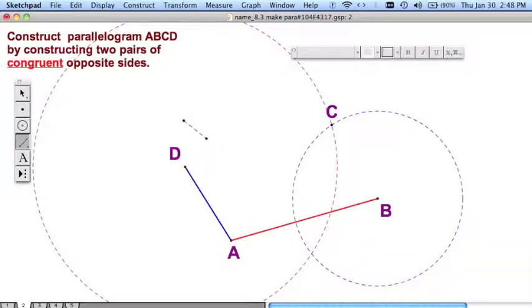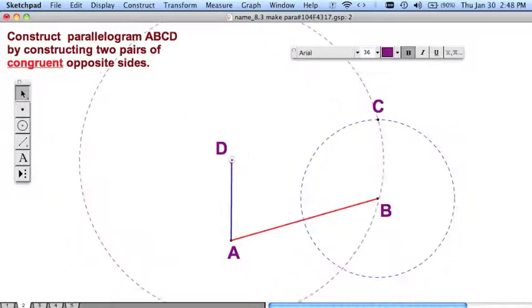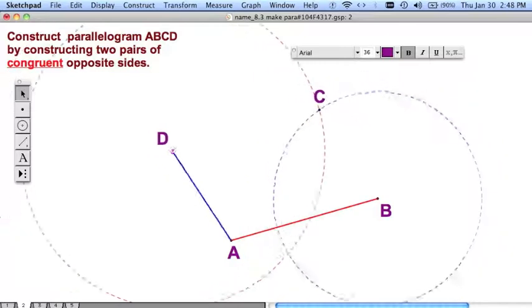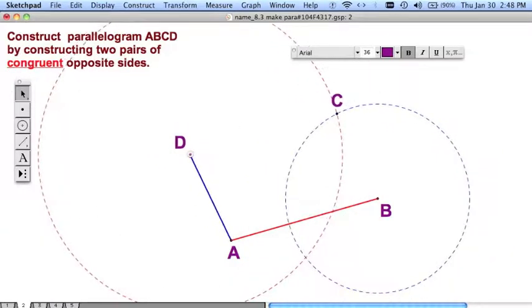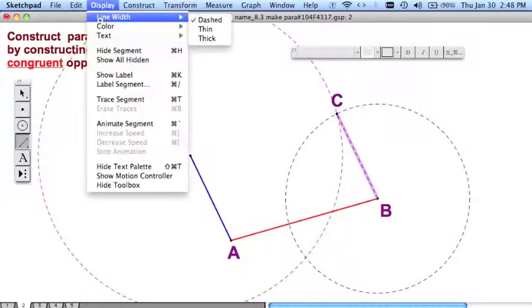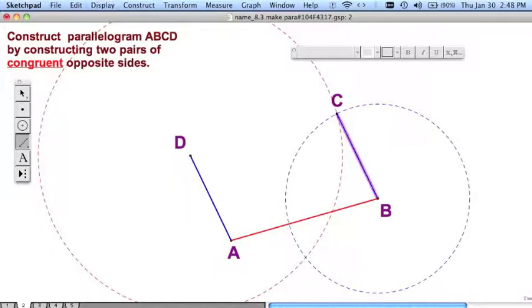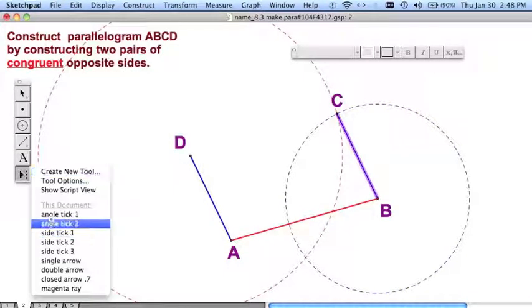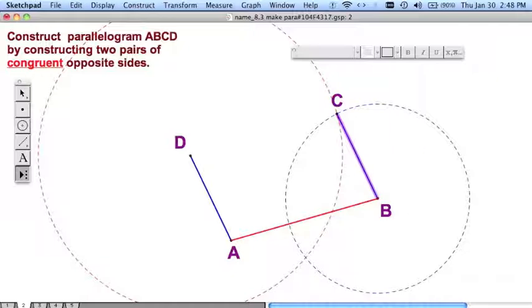And I want you to leave those circles on. I think they look pretty cool. And it helps you understand how you constructed this figure. Well, we're not done yet. Let's draw a little bit more. I'm going to draw the segment from C to B. This time I'm going to make that thick, and I'm going to put a single side tick there. Oh yeah, because after all, I'm making them by congruent sides.